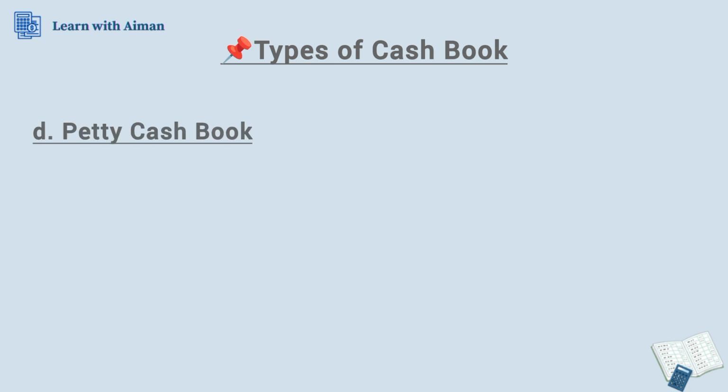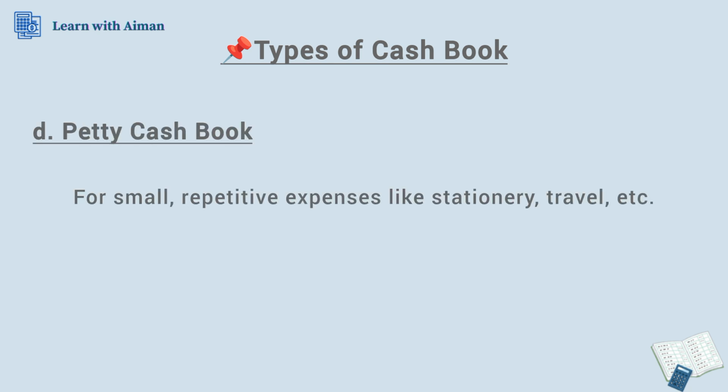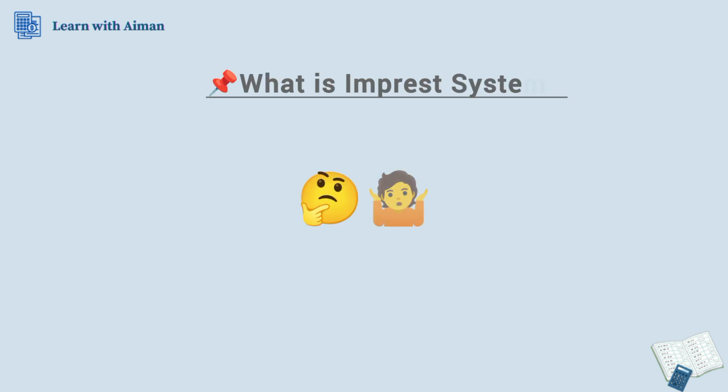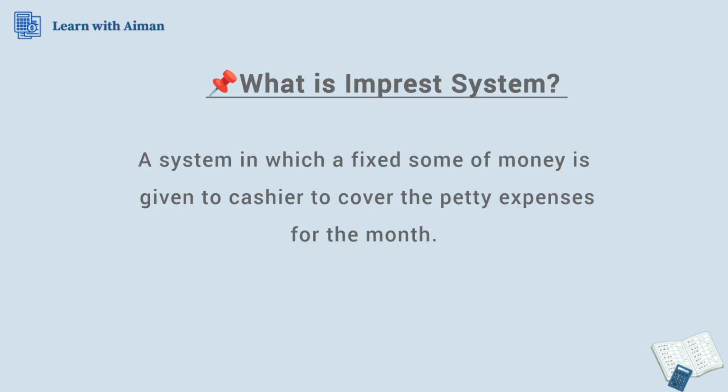Petty cash book: for small repetitive expenses like stationery, travel, etc., we use our petty cash book, and it operates under the imprest system. Now, what is an imprest system? A system in which a fixed sum of money is given to the cashier to cover petty expenses, like small expenses for the month, is called the imprest system.